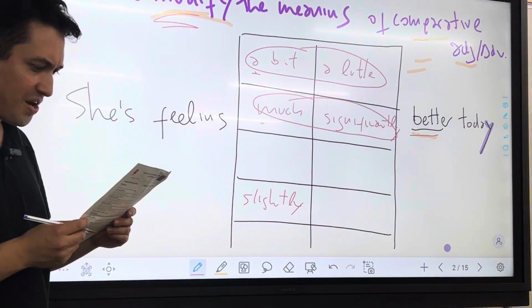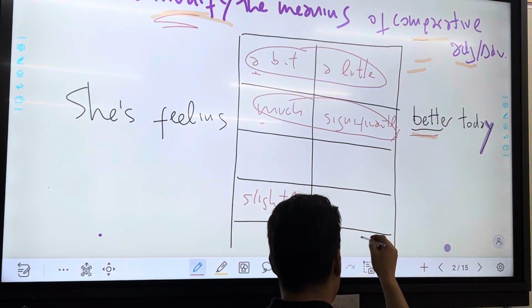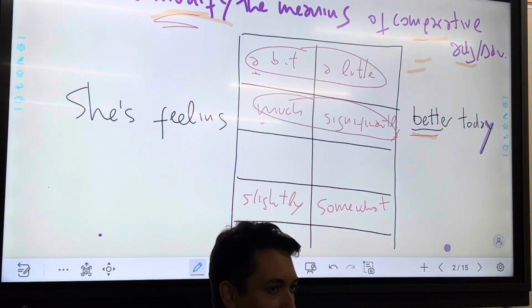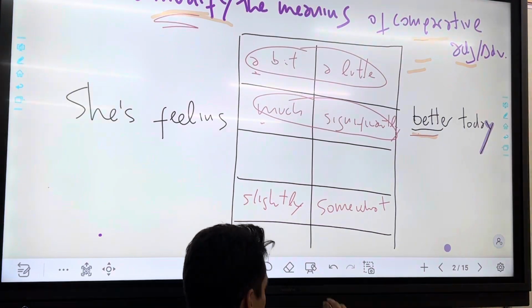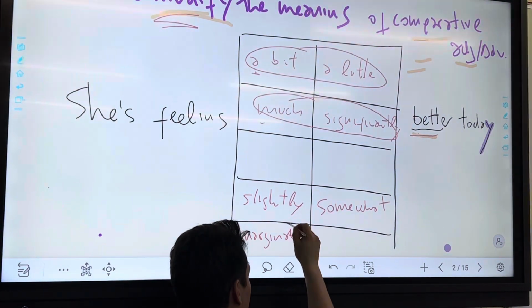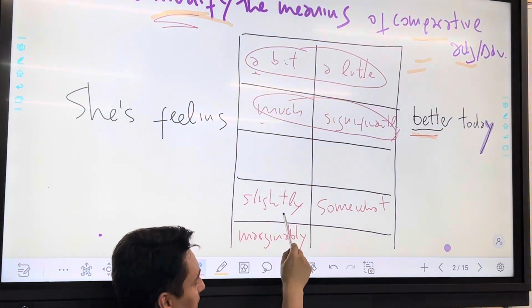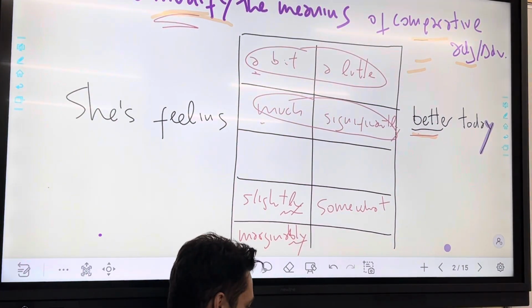Any other, for example, slightly, something similar to slightly could be somewhat. Have you ever heard this before? Is she somewhat better? Somewhat better. That is like a little bit. Have a look at this one. Marginally better. Be careful because you need adverbs here. Slightly. Marginally. Yeah?